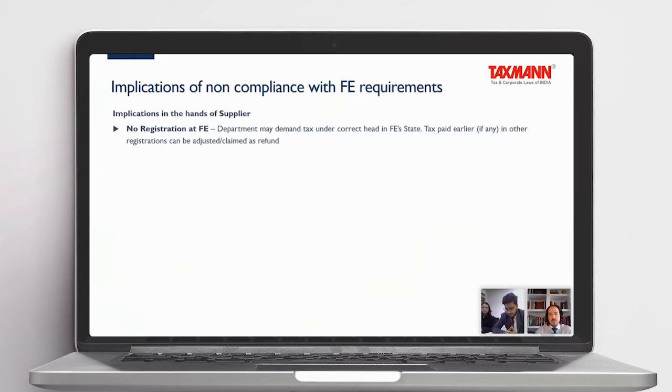If the supplier has not taken the registration at a place which qualifies as a fixed establishment, but has discharged the tax from another place, say the HO, I'm talking about the domestic transaction, then the department may demand tax under the correct head in the FE state, because you are providing services from that state, not from the HO. Though the tax which you have paid from the HO place, you can claim the adjustment or the refund as the case may be, because that is something called a deposit, not the tax, because there was no levy of tax in that case.